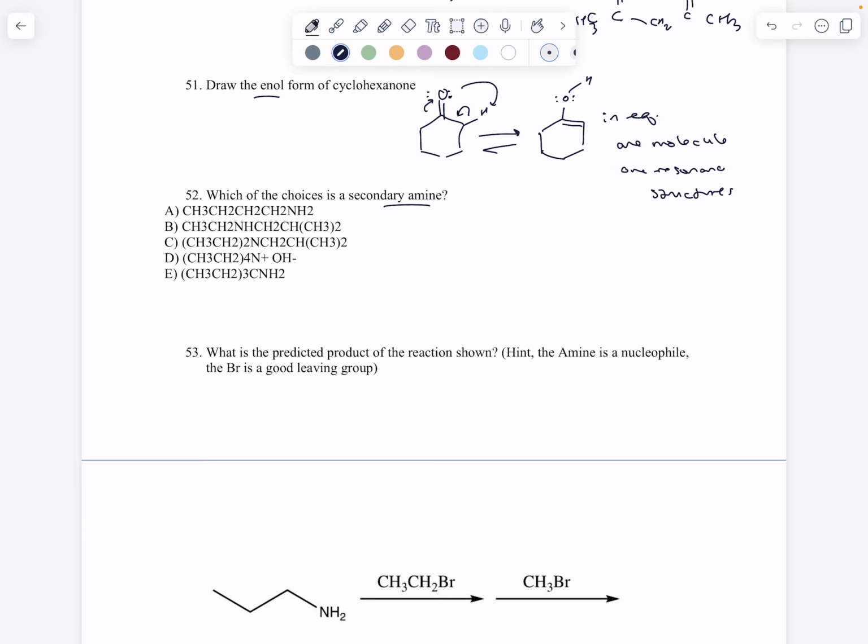Okay, amines. Which of these is a secondary amine? So let's find our nitrogen in all of these.